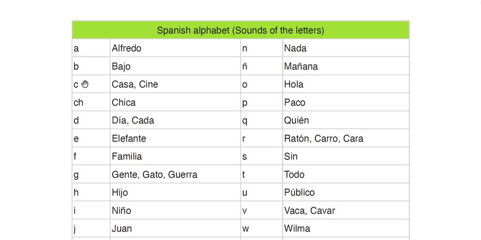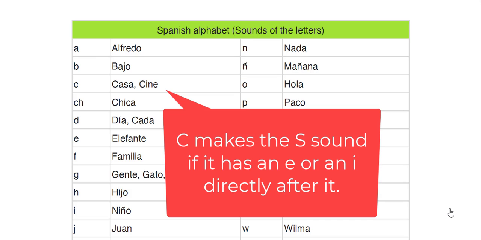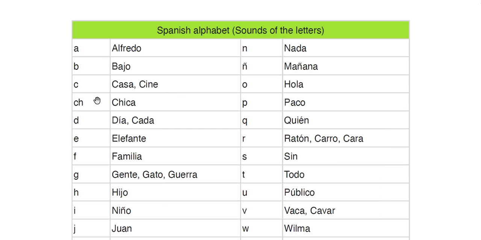All right, letter C, casa, cine. The letter CH, or the sound CH, chica. Letter D, dia, cada. So the D is hard when it begins the word. If it's within the word, as in cada, it gets a softer sound, kind of like the TH in the English word the, cada. All right, E, elefante.